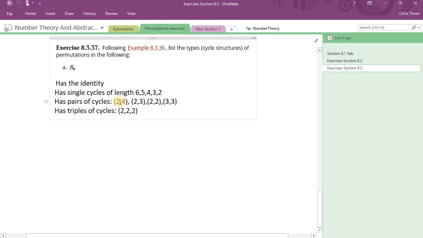Now, for each one of these possibilities, there are a large number of permutations. I can't tell you the numbers exactly, but this one here has maybe over 20 different permutations with this cycle structure. But this gives all the possible cycle structures for permutations in S6.